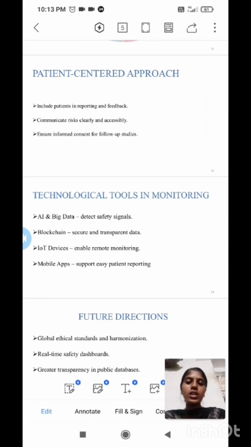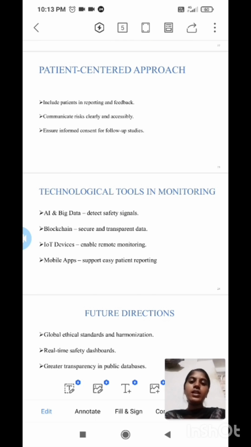In a patient-centered approach, we include the patient in reporting and feedback, then communicate risk clearly and ensure accessibility, informed consent, and follow-up studies. In patient-centered approaches, we mainly focus on communicating risk clearly. Patients' reporting and feedback: many patients give reports and feedback on our product.